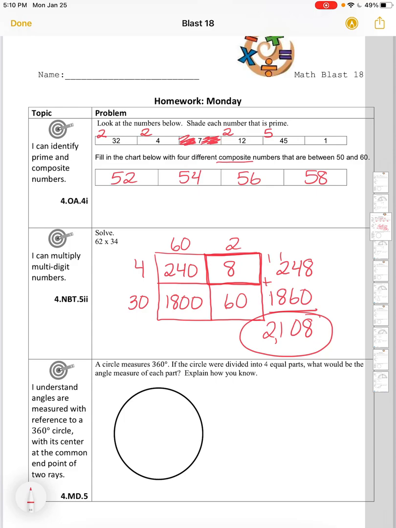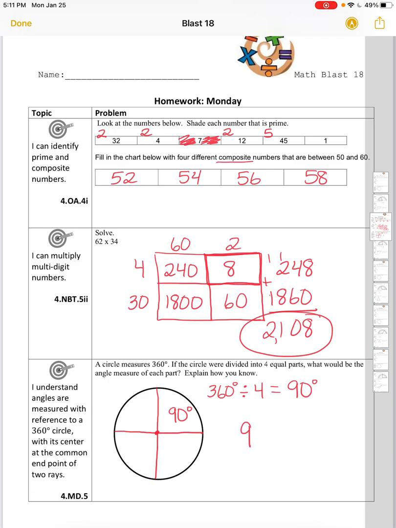I understand angles are measured with reference to a 360-degree circle with its center as the common endpoint of 2 rays. A circle measures 360 degrees. If the circle were divided into 4 equal parts, what would be the angle measure of each part? I'm going to show the center. I'm going to divide that into 4 equal parts. And we were already told that the whole circle is 360 degrees. So we want to share that 360 degrees equally among 4 parts. And so I know that each part is going to measure 90 degrees.